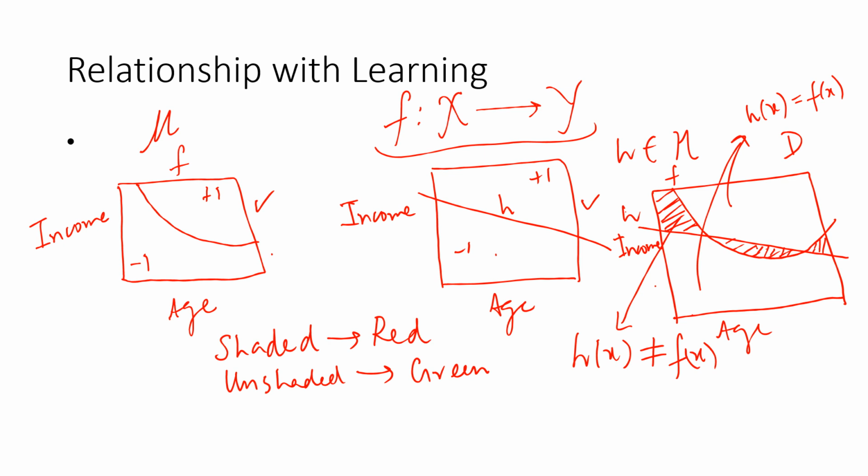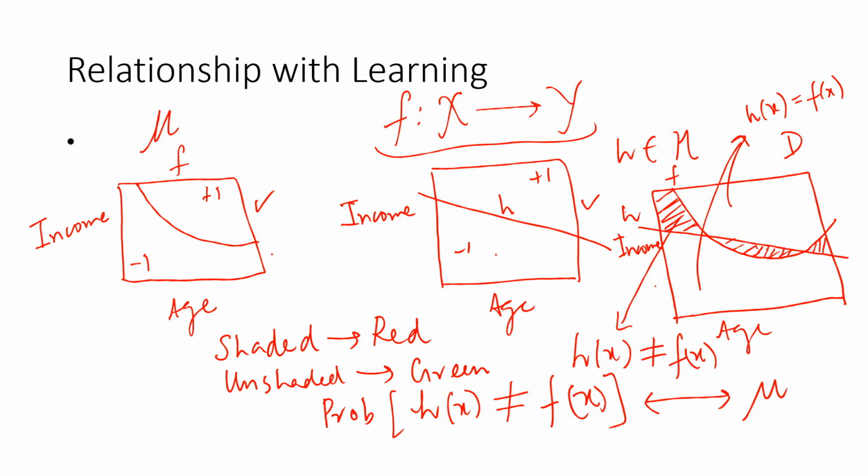If this is red and this is green, what I'm really interested in is that if I pick a random point, the probability of finding red, that is, the fraction of red marbles, remember from the bin model, is essentially equivalent to the probability that h of x is not in agreement with my f of x. This is what I'm interested in, and this quantifies my error. This is analogous to my mu. So let me write it down. This is analogous to my mu.